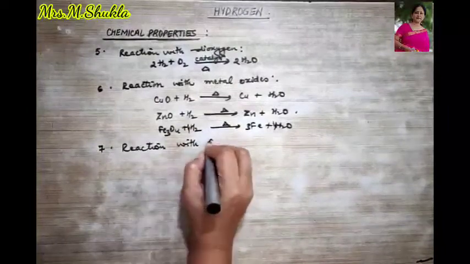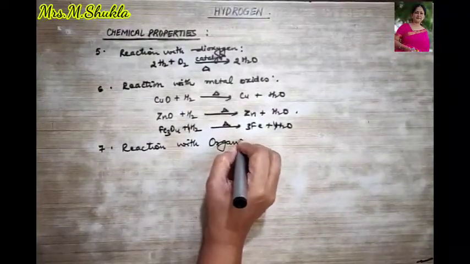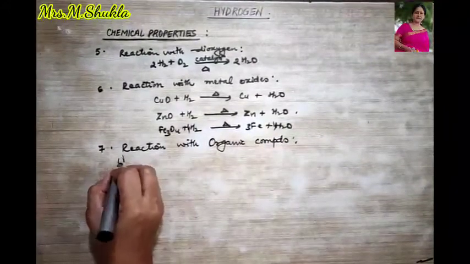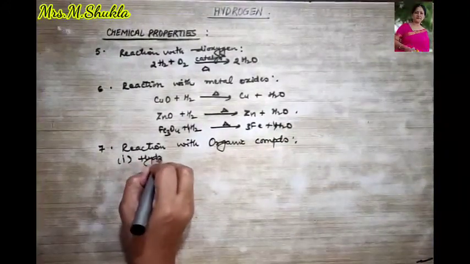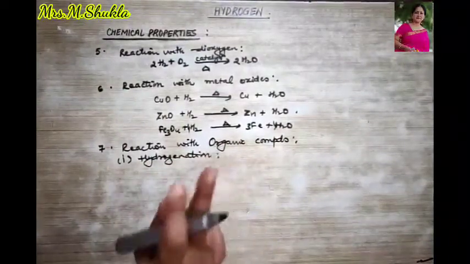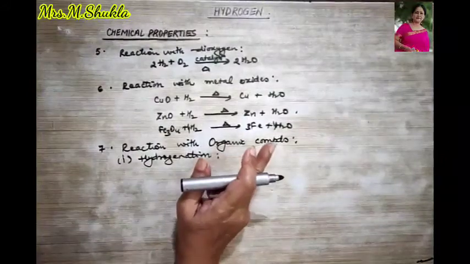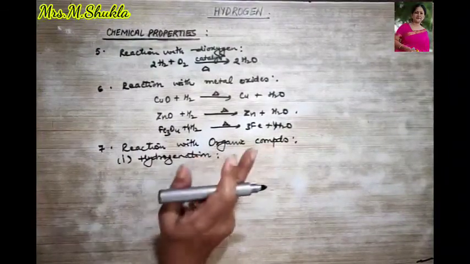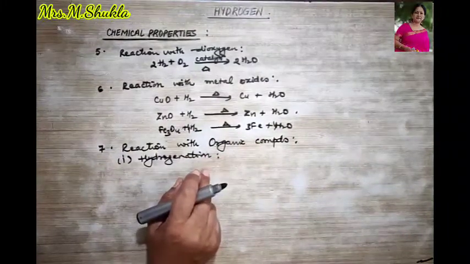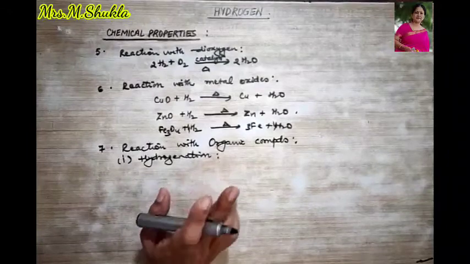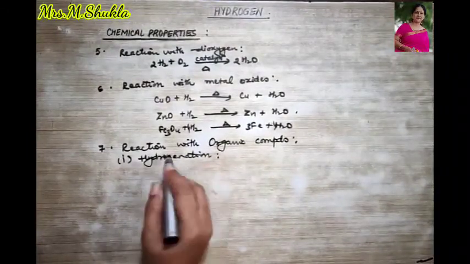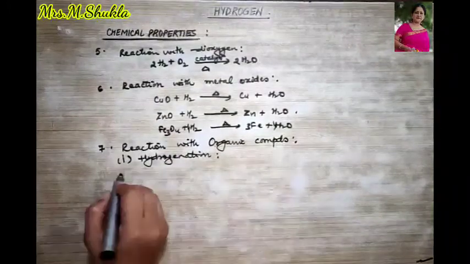Next, the last reaction for the chemical properties of hydrogen, reaction with organic compounds, right? So the first one, if you remember, hydrogenation. What is hydrogenation? If you remember, hydrogenation of vegetable oils was done by using nickel or palladium as a catalyst, right, by passing hydrogen gas through it, and this gave an edible vanaspati ghee. So this was one example under reaction with organic compounds.